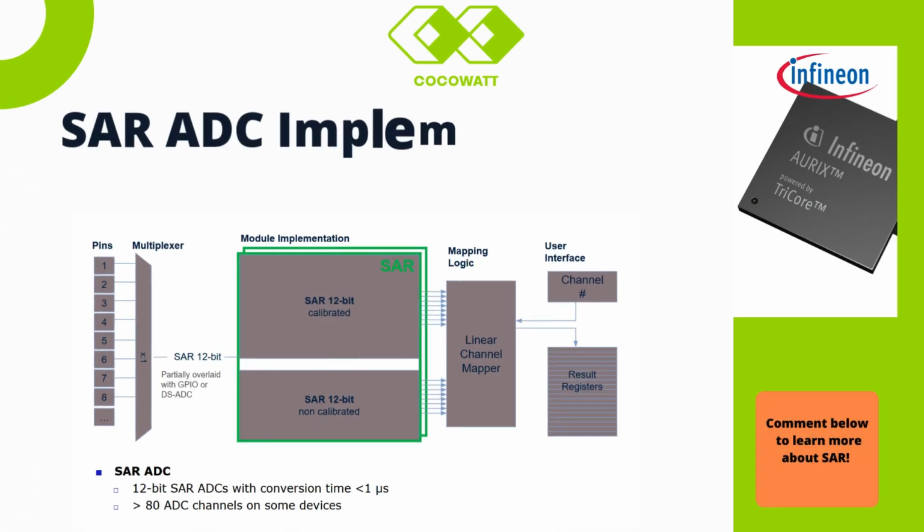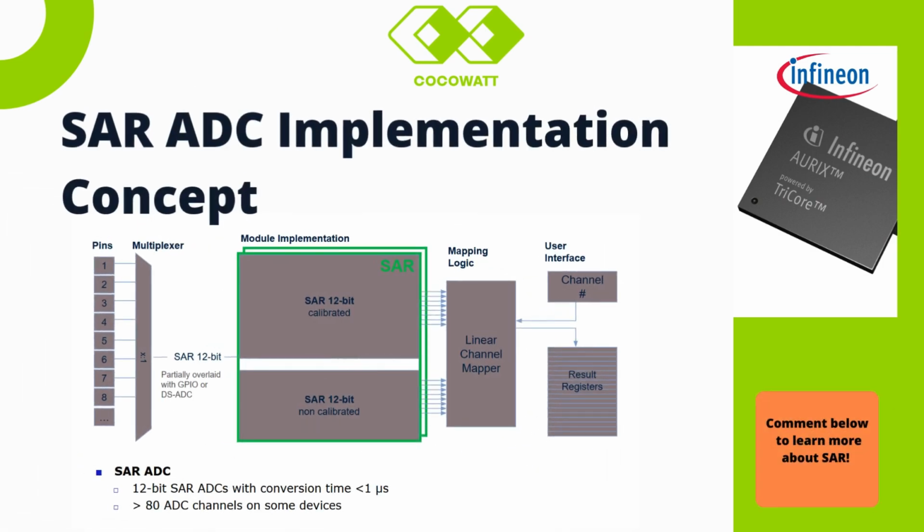VADC uses individual successive approximation registers, or SAR converters, each with its own dedicated sample and hold unit for capturing signals accurately. If you would like to learn more about how SAR ADC works, drop a comment below.